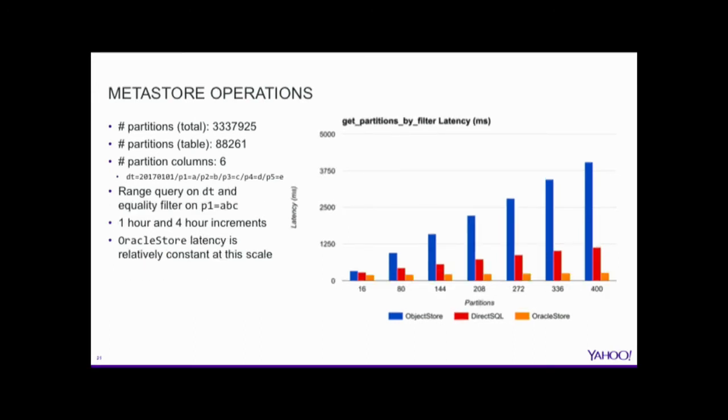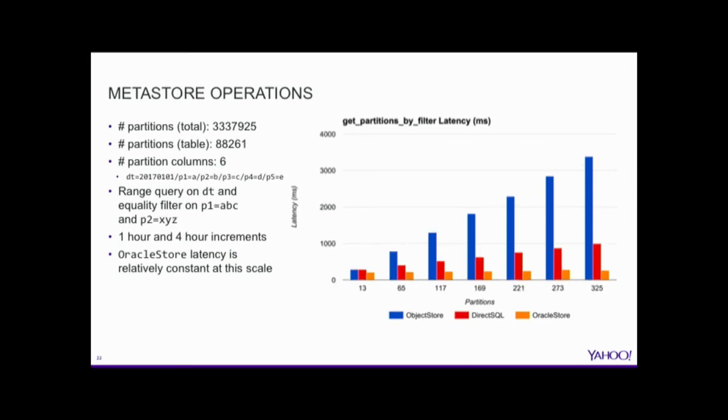Next, we followed that with a series of tests where we added one more filter condition. This pruned the result sets considerably from 13,000 partitions down to about 400. And OracleStore still performed better than the other 2 implementations. And the same when we added yet another filter condition.